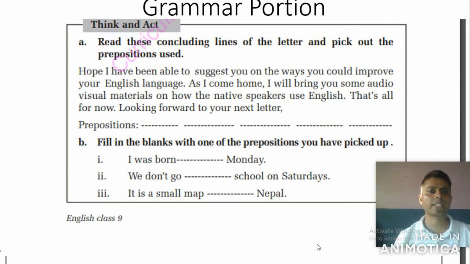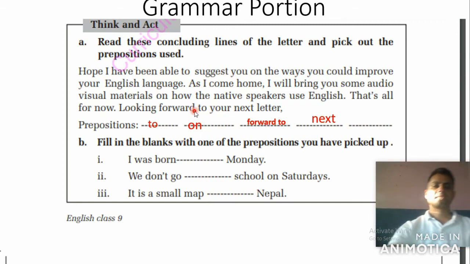You might have seen the prepositions here: to, on, again on, and then next, forward to. So these are the prepositions that we can see in this concluding paragraph of the letter. Now let's write down the prepositions in the space: to, on, forward to, next, etc. No need to write the repeated prepositions. So these are the prepositions that we could see in the above paragraph.